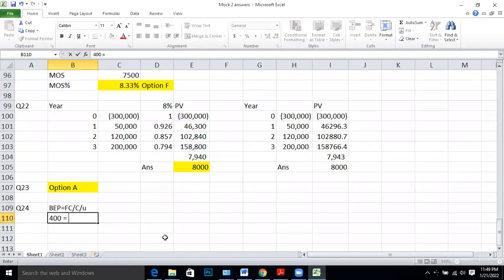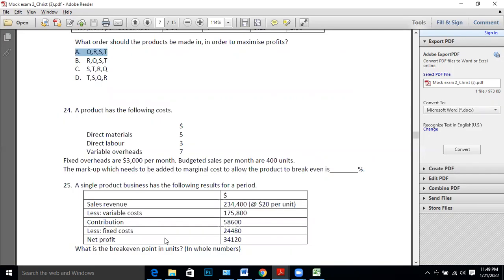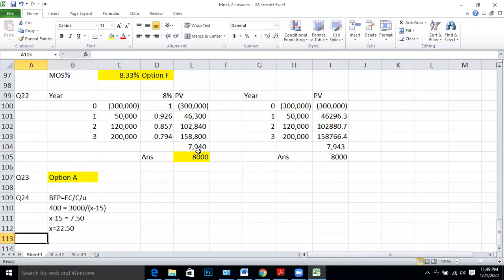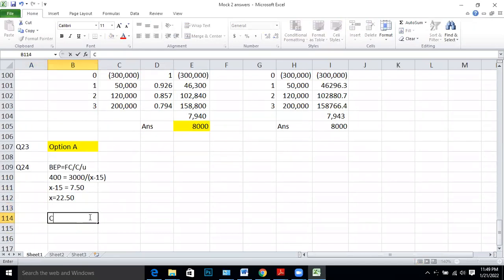Fixed cost is 3,000. Contribution per unit, we don't know. That will be selling price, there will be X minus variable cost. Variable costs are all these three together, 53750. From this, if you solve, you get X minus 15 equals 7.5. So selling price is 22.5. To understand, contribution per unit is 22.5 minus 15. 7.5 is the contribution.